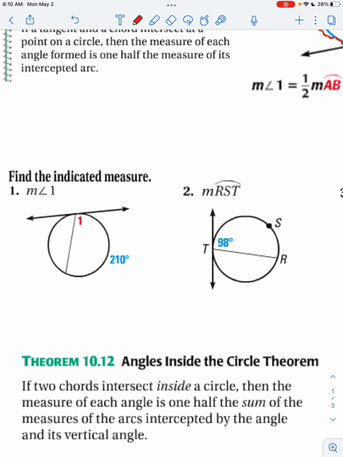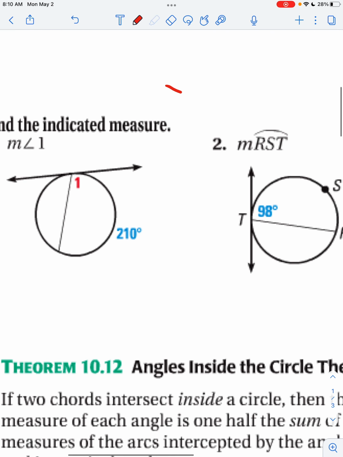So if we take a look at problem 1 here, find angle 1. Again, this is my arc. My arc is 210. So again, I'm going to say that this is 2x and this is x. So if 2x equals 210, I need to divide by 2 and get 105 degrees.